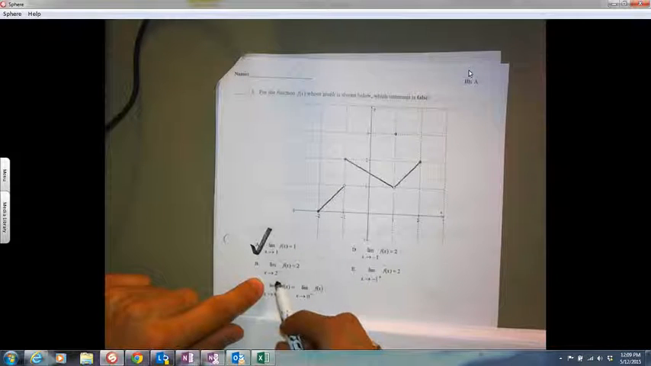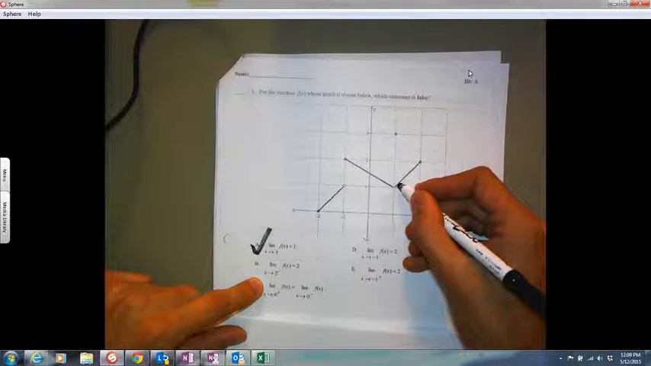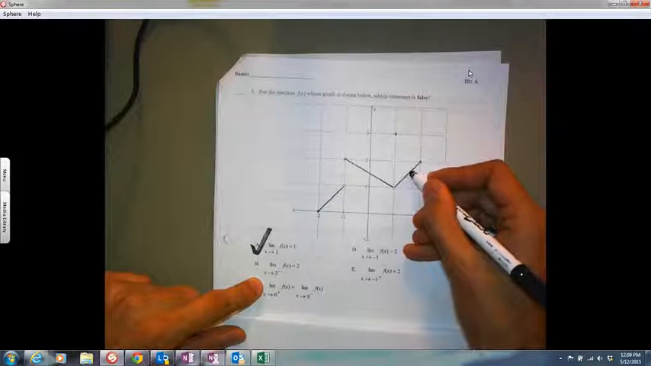Questions on letter A? All right, letter B. Limit as x goes to 2 from the left. Approaching 2 from the left, the y value is going to 2. True.